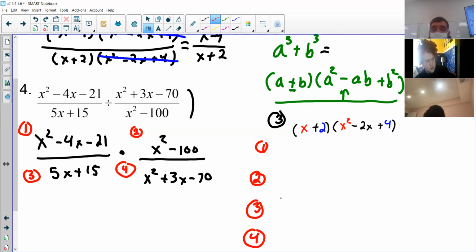Mr. Traval, quick question. What's up? Is 5x plus 15 good as is? No, you could take out a 5. So it should be 5 times x plus 3.